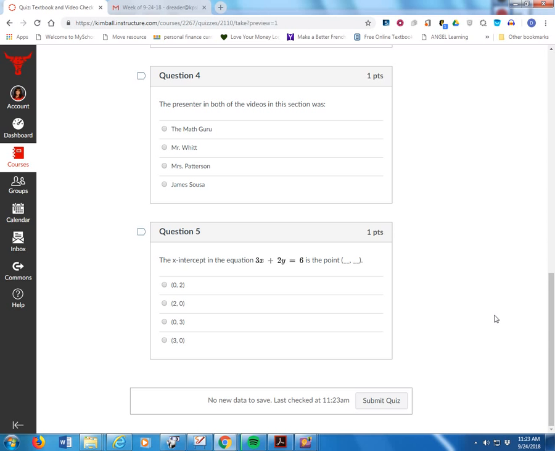And then the x-intercept in the equation 3x plus 2y equals 6 is what point? The x-intercept. What is the value of y everywhere along the x-axis? 2 is the point. Well, it's not just 2. 2, 0. The value on the x-axis of y is always 0. So all you have to do to find the x-intercept is plug 0 in for y and solve for x. X is 2. So it's the point 2 comma 0.